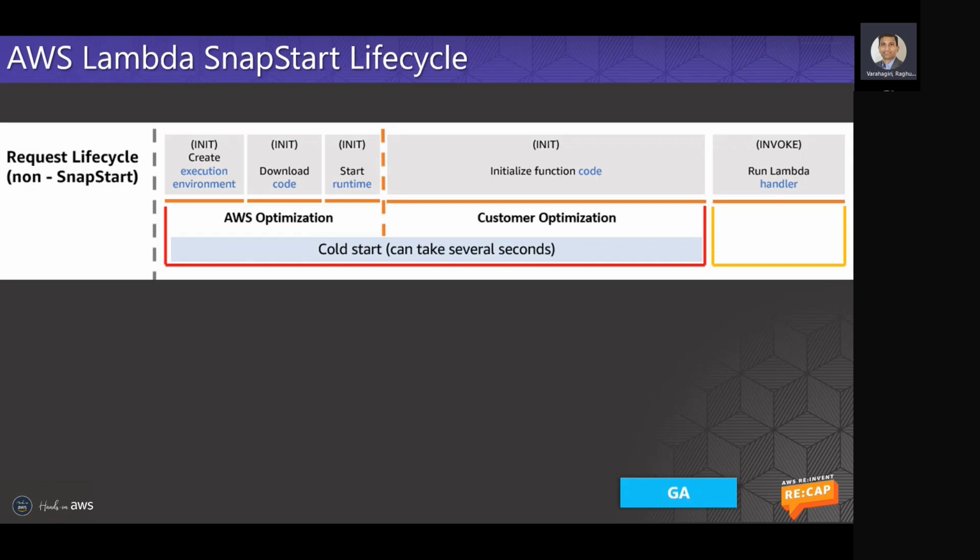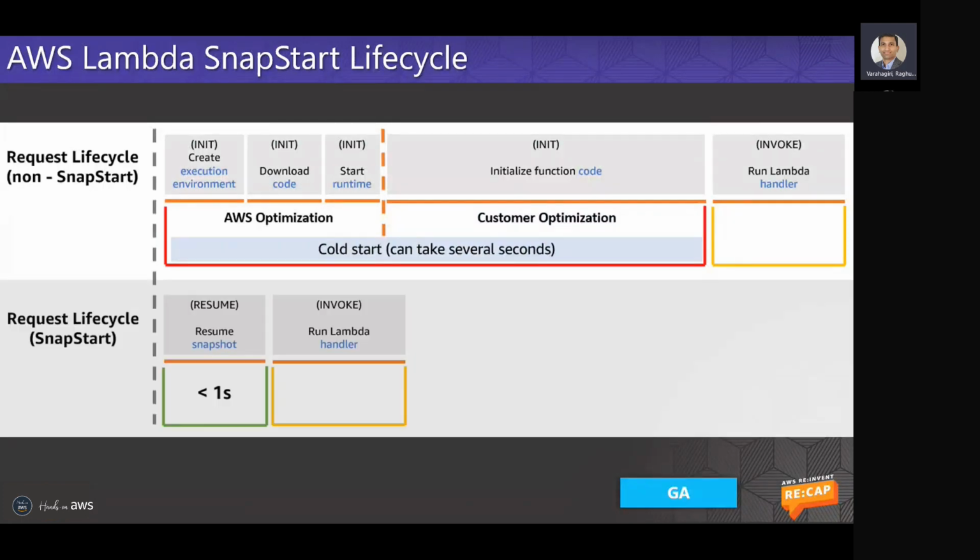There is some amount of optimization that you can do in your own Lambda function's initialization code, which is the right half of this red box, right? Which you can optimize, but there is a lot of optimization that AWS can also do on their side, which is what this new solution is about.